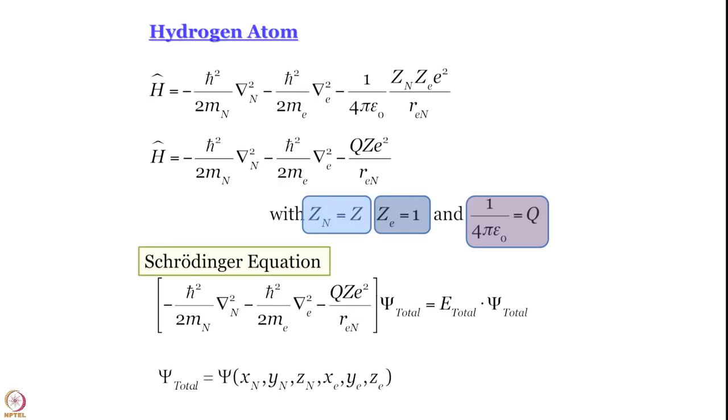Okay? So, the psi total, I hope is not very difficult to understand, is a function of 6 coordinates, xn, yn, zn, xe, ye, ze. It is not enough to specify just the coordinates of electron or just the coordinates of a nucleus. You need to know both, because you need to understand the interaction between the electron and the nucleus when talking about potential energy. Okay? So, psi total is really a function of 6 coordinates, 2 pairs of x, y, z coordinates, one for the nucleus, one for the electron.